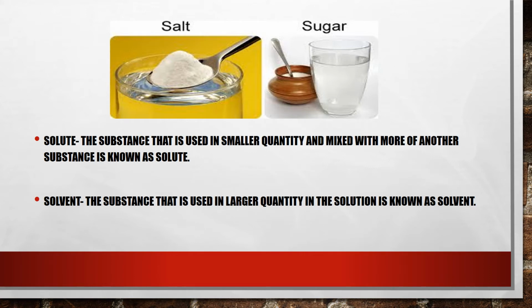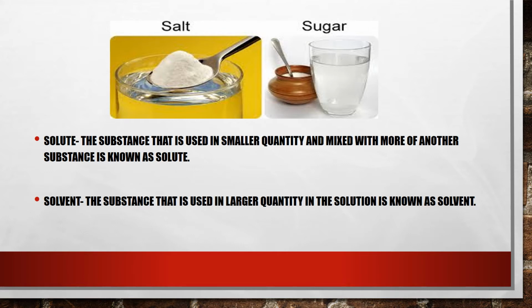Now, definition of solute and solvent. Children, you also need to write this in your copy. Just pause the video and you can note it down in your copy. Alright. So, solute and solvent. Children, solute is a substance that is used in smaller quantity and mixed with more of another substance. It is known as a solute. Whereas solvent is a substance that is used in larger quantity.